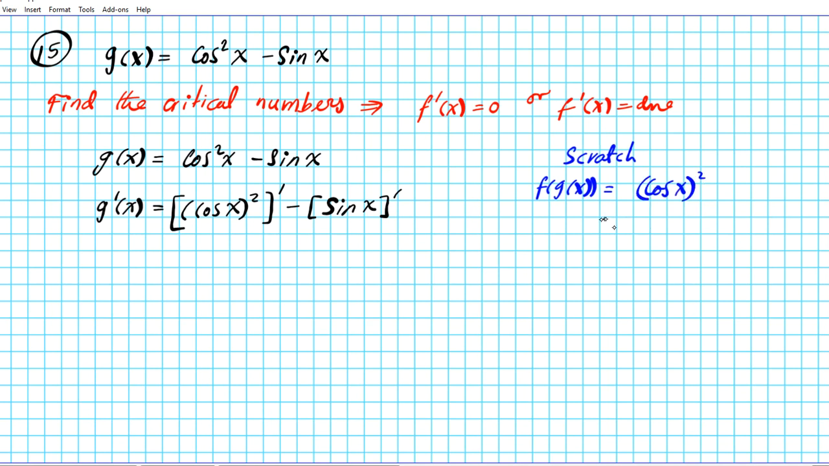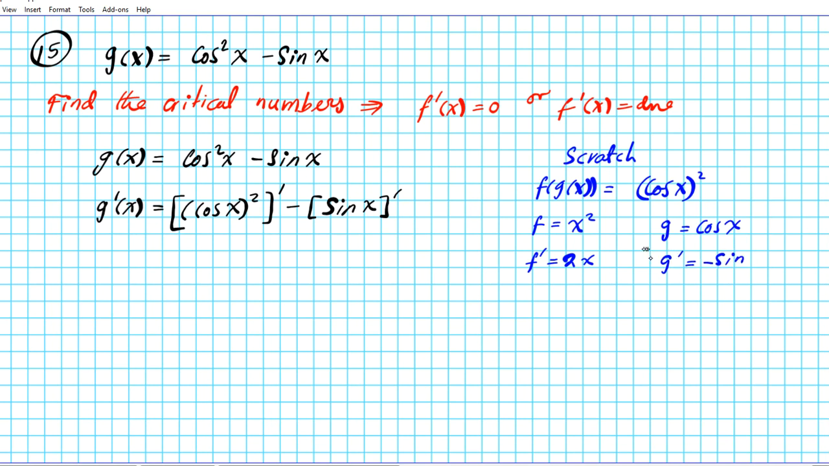So we want to find the derivative of that. The outer function f is the quadratic x squared. The inner function g is cosine x. Differentiate both of them: f prime is 2x, and g prime, the derivative of cosine, is negative sine.